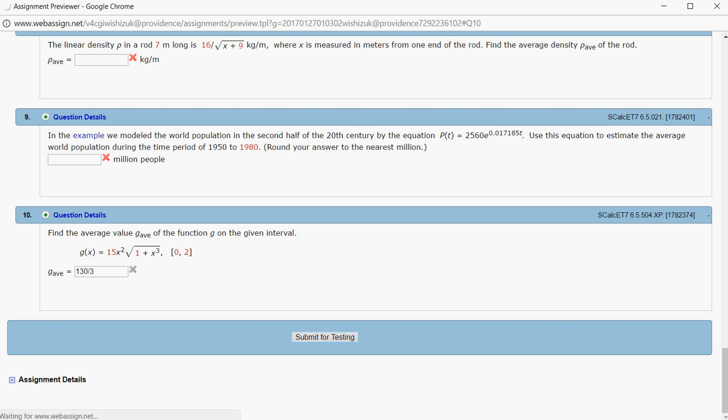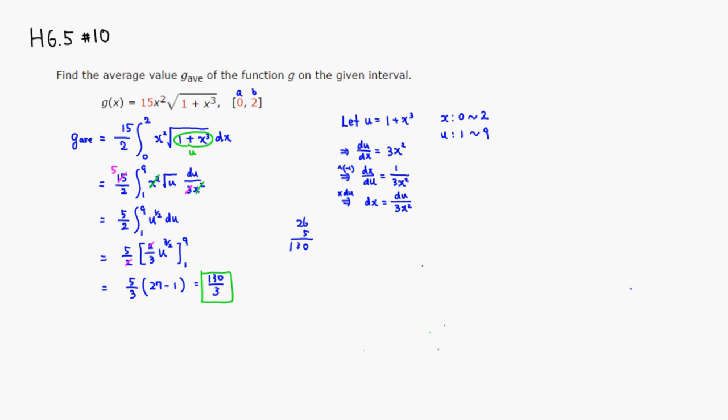So check, submit for testing. Alright, it came back and looks like we got this one correctly. Alright, that's it. I hope that this was clear.